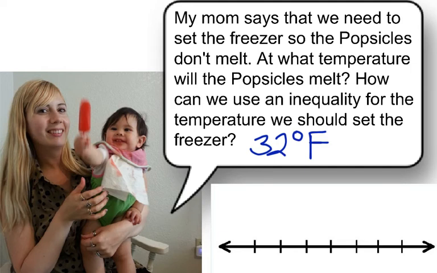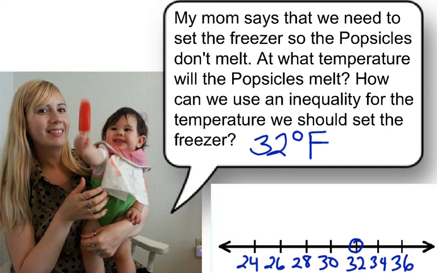So we have 32. So let's start at 36. So now I have my number line labeled. Now I can graph it. So I'm going to start at 32 degrees. The popsicles can be kept at 32 degrees.